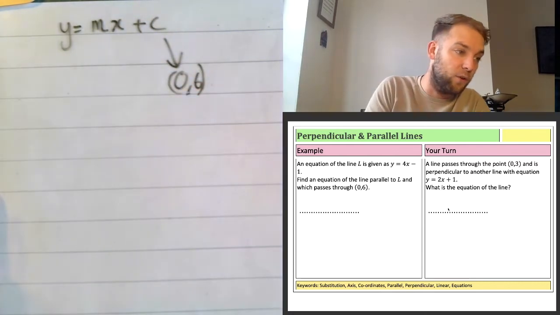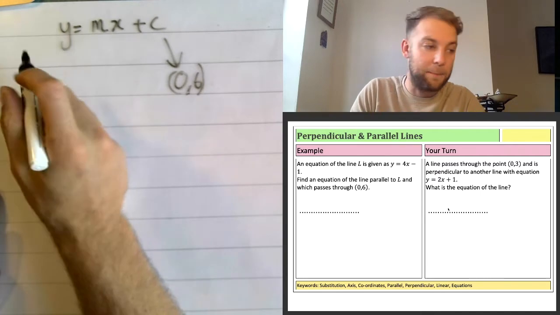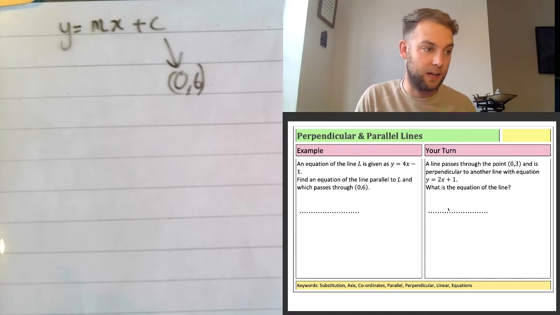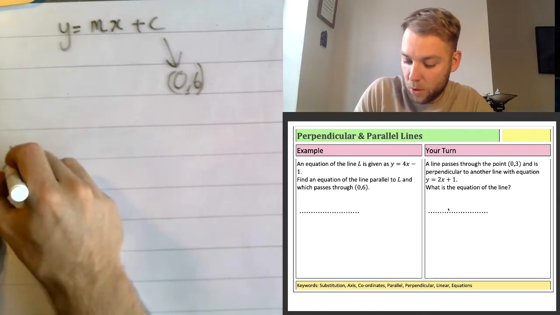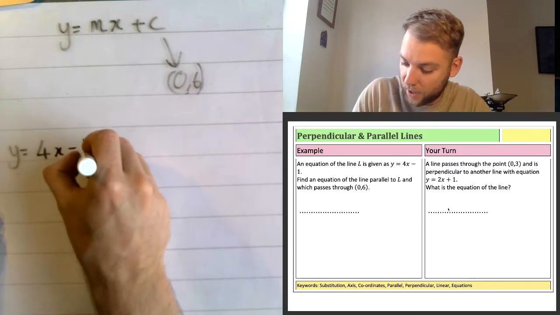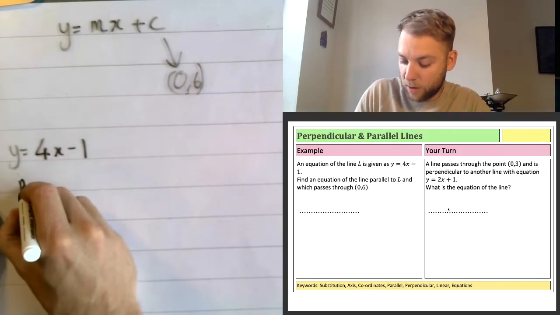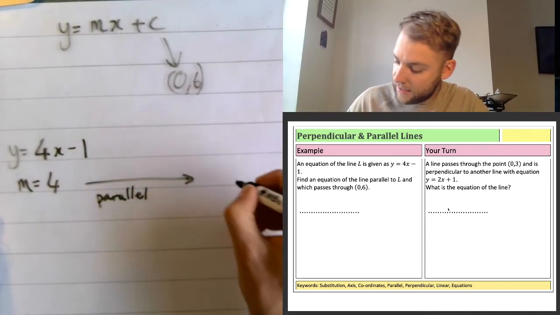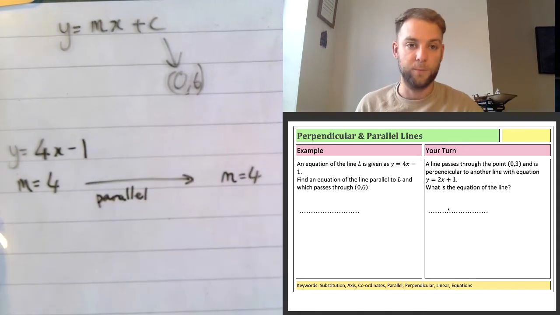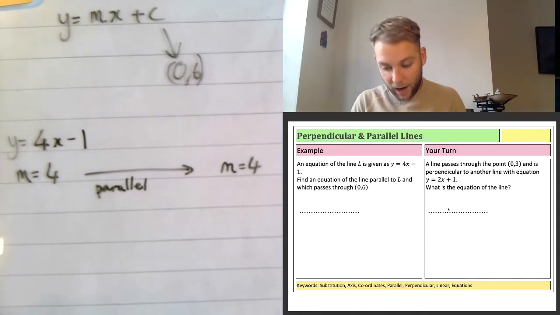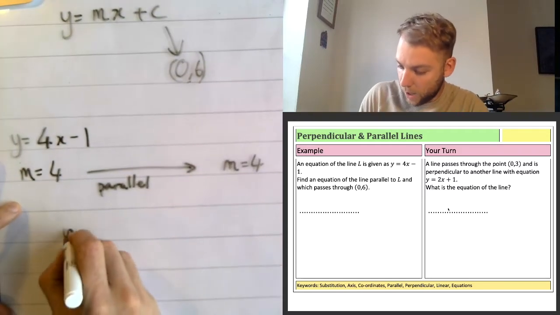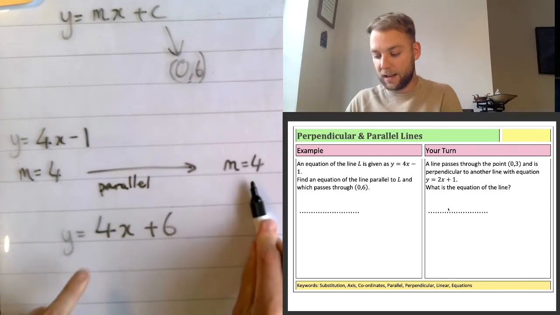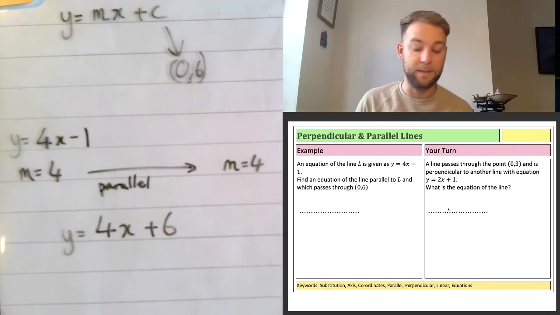Our c value is 6. So we need to find out what m is. But remember that m, when these lines are parallel, is the same. So if I've got the line y equals 4x subtract 1, and my gradient in this case is 4, if it's parallel, then it's also 4, so m is equal to 4. So the equation of the line is going to be y is equal to 4x plus 6, where my gradient is parallel, the same, and my y-intercept is 6.